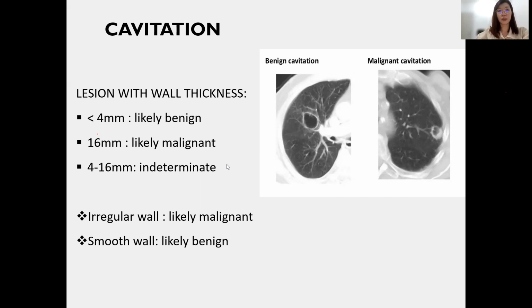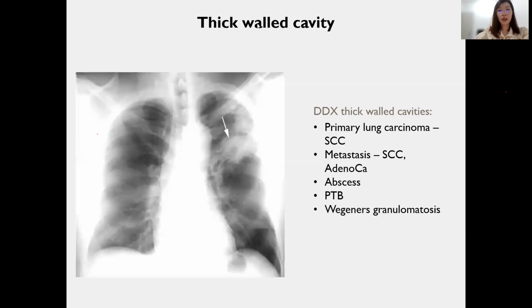For percentage interpretation, a thick wall cavity, for example, small cell CA, sometimes presents as a thick wall cavity lesion. Metastasis also, then next will be abscess or pulmonary TB cavity or vasculitis such as granulomatosis as well.